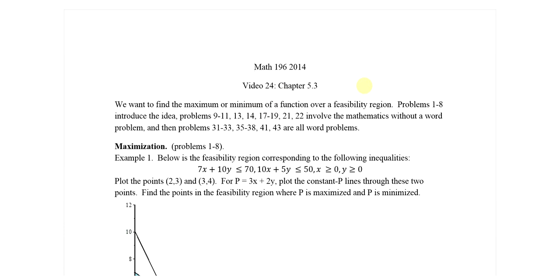So, problems 1 through 8 in the book introduce the idea, so we'll do an example of that. Then problems 9 through 11 are all just mathematical problems. And then 31 through 43, those are all word problems. So what's the idea that's going on here?